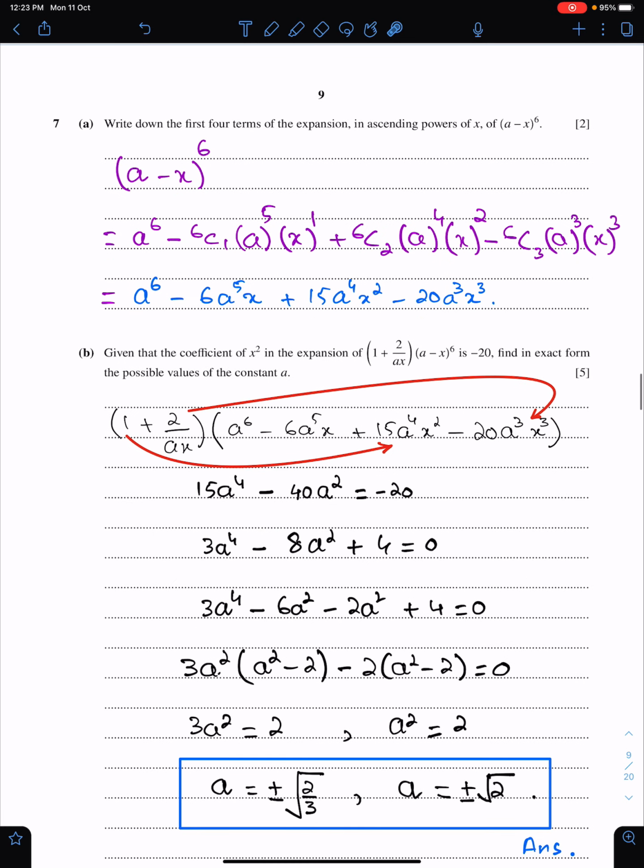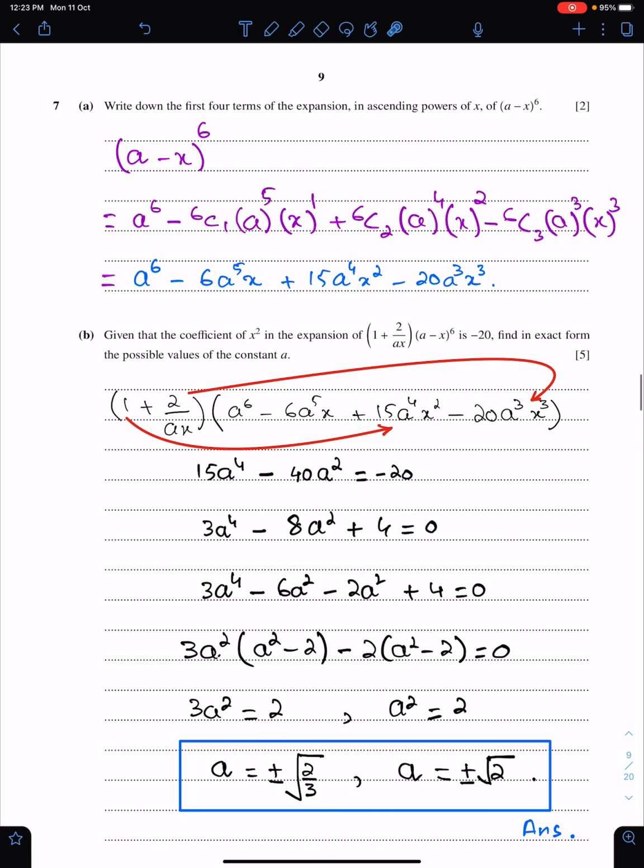Next question. 7 part A. Write down the first 4 terms of the expansion. This is very simple. We have to expand this with alternate signs because of this negative sign. So first term has sign plus, then negative, then positive, then negative, and so on.